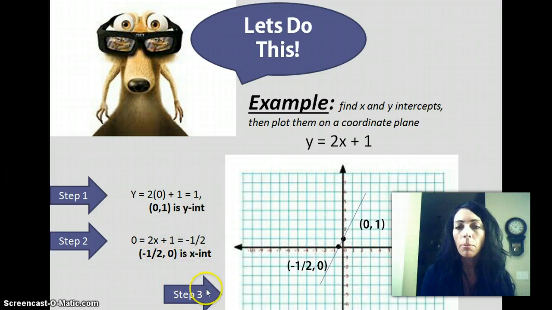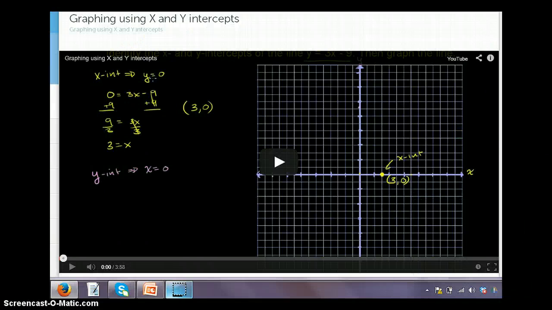And then in our third step, if you look over here, we plotted this on our xy coordinate plane. Here's our y-intercept, here's our x-intercept, and then we drew the line of the equation. So now let's take a look at a more detailed explanation of how to find these intercepts and how to graph them on Khan Academy.